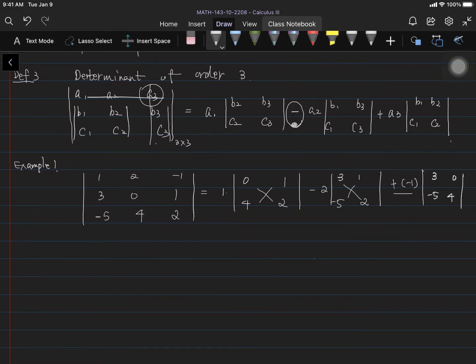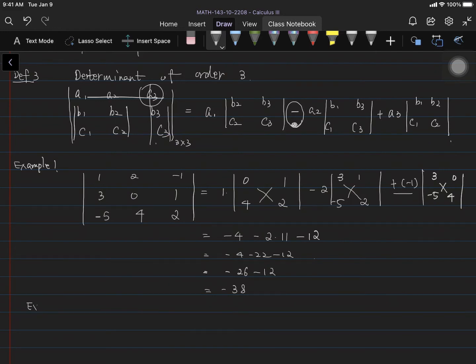Okay, let's do the calculation. 0 minus 4, so it should be negative 4. And then minus 2 times, here 6 minus negative 5, 6 add 5, 11. And then minus, here 12 minus 0, which is 12, so minus 12. Negative 4 minus 22 minus 12, so it should be negative 26 minus 12. The final answer is negative 38.